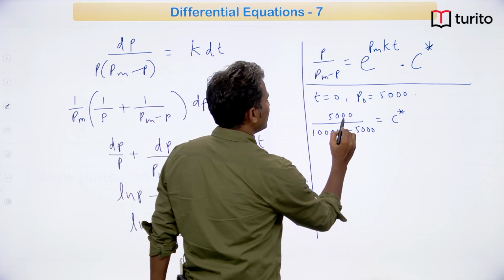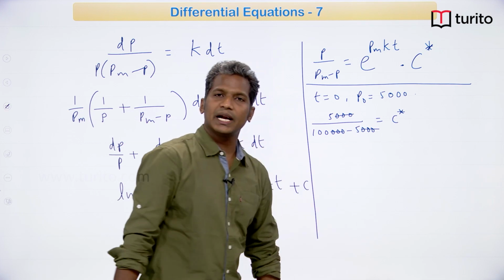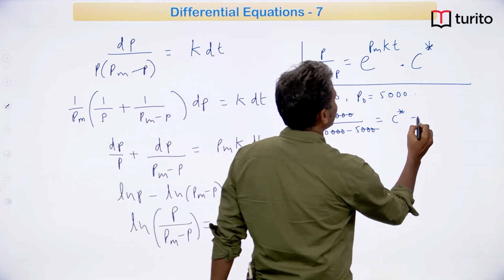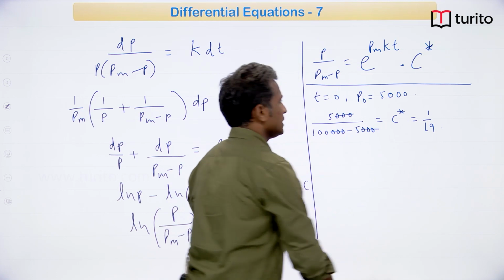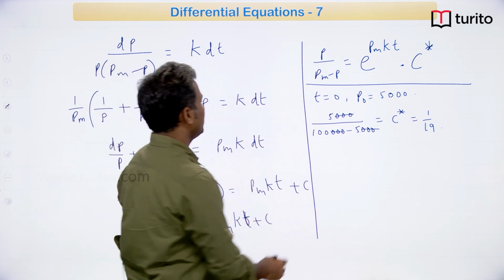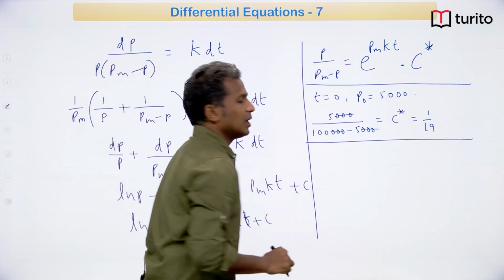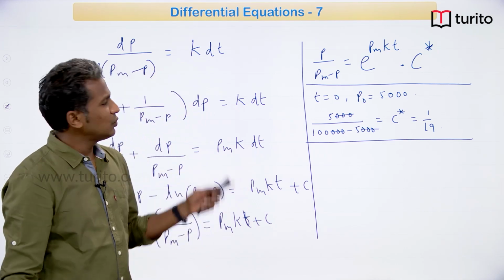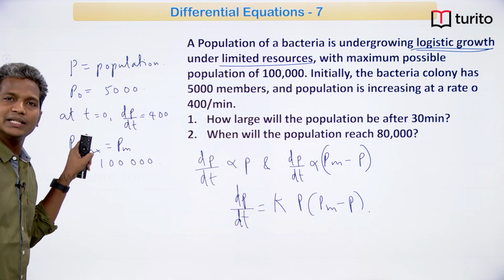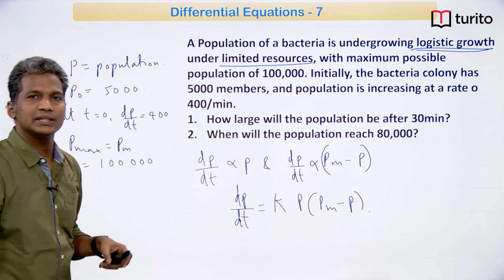The 3 zeros will anyways get cancelled. So it becomes 5 by 95, which is 1 by 19. Okay. C star is basically 1 by 19, we got one constant. Now we have to get k also. To get k, there is one more initial condition given, we will also apply this condition and get k.